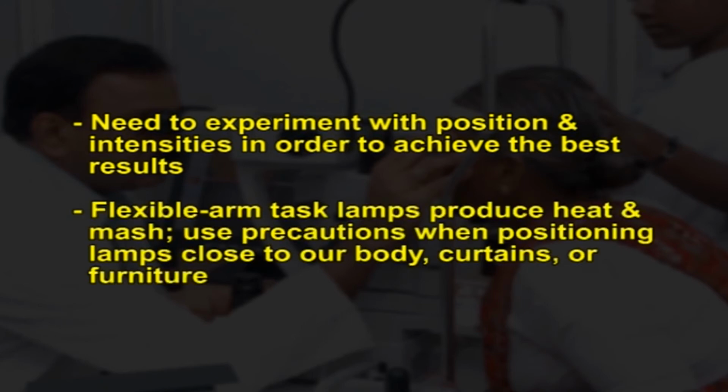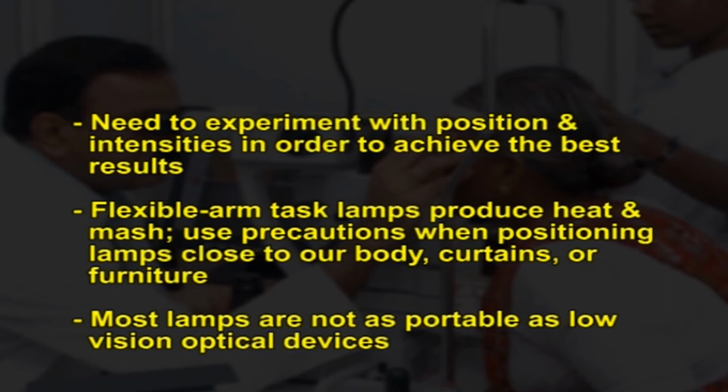Some of the disadvantages are you need to experiment with position and intensities in order to achieve the best results. Flexible arm task lamps produce heat and glare. Use precautions when positioning lamps close to our body, curtains or furniture. Most lamps are not portable as low vision optical devices.